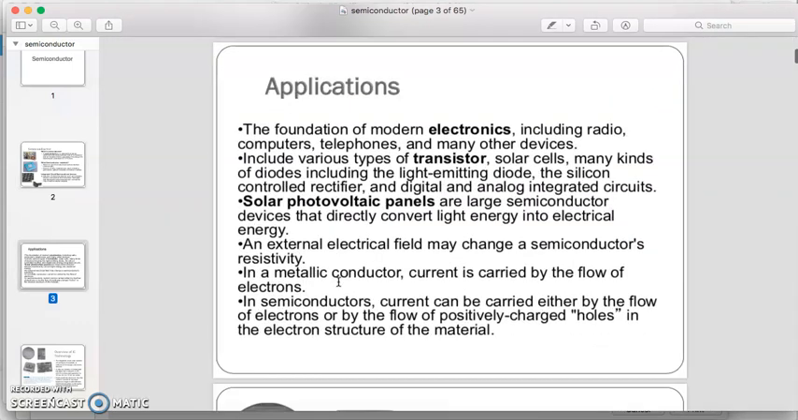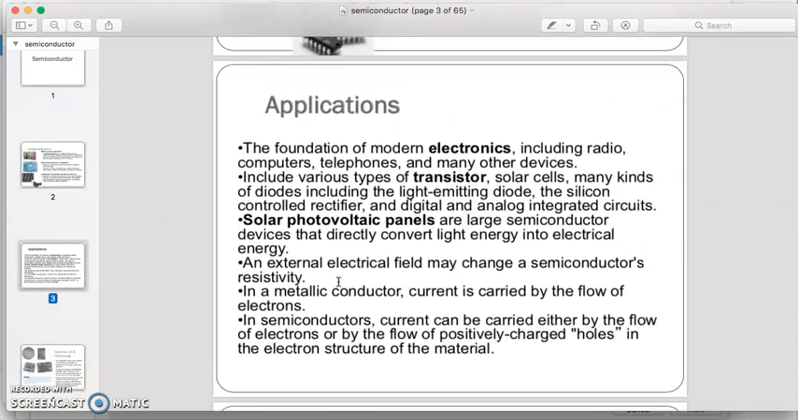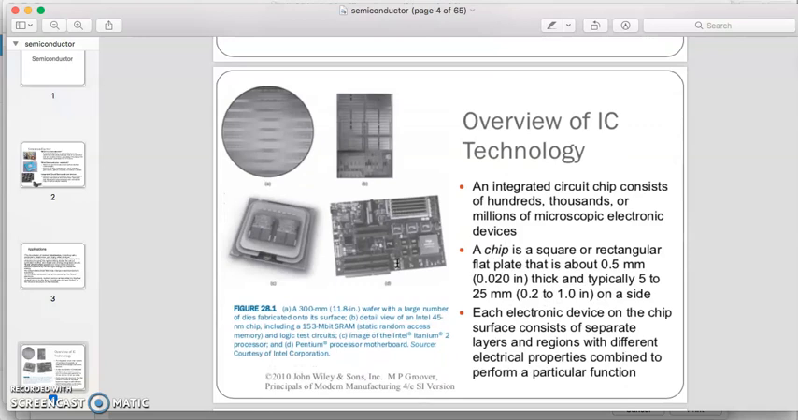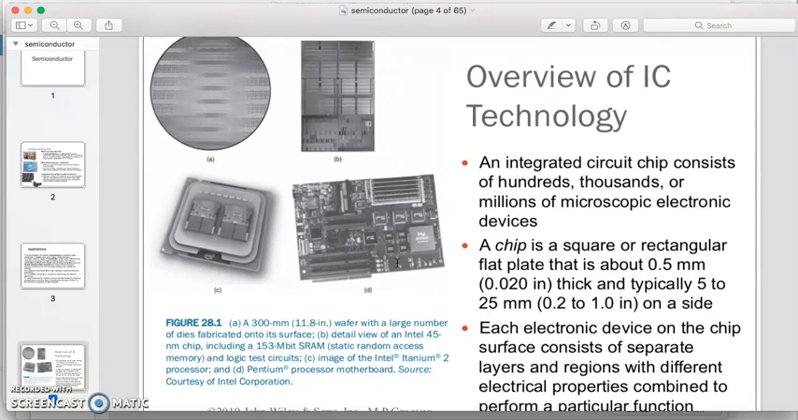Okay, application. They are used in electronic devices, radio, computer, telephone, and include various types of transistors, solar cells, or many kinds of diodes. Okay, this is the figure of an integrated circuit.